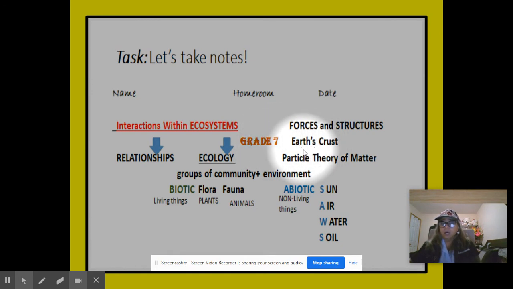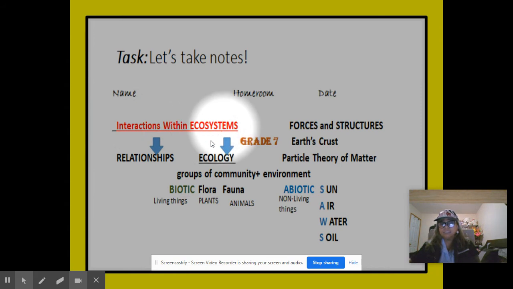But term 1, we had Earth's crust. Now, this is now term 2, interactions within ecosystems. We still have to contend with the particle theory of matter and then the forces of structures. So I'm hoping that early March we can have the particle theory of matter so that after spring break we can have forces and structures. So moving on, interactions within ecosystems.